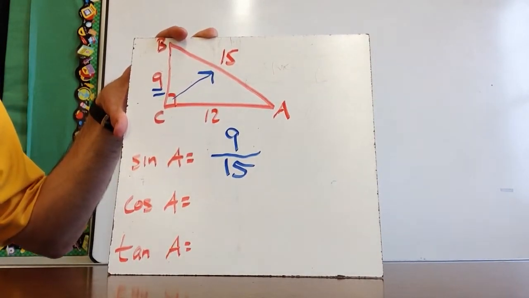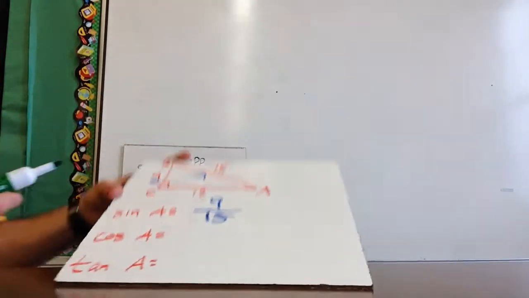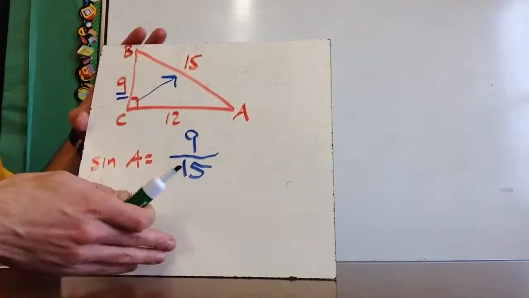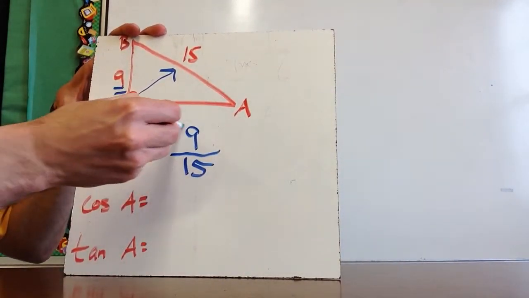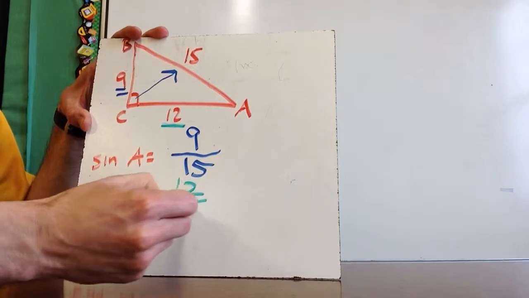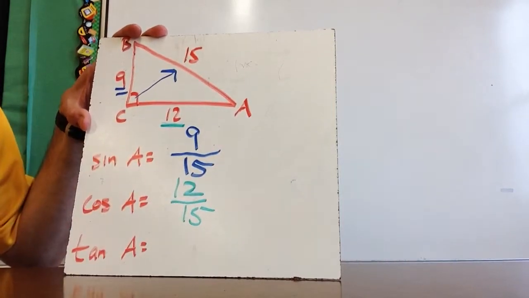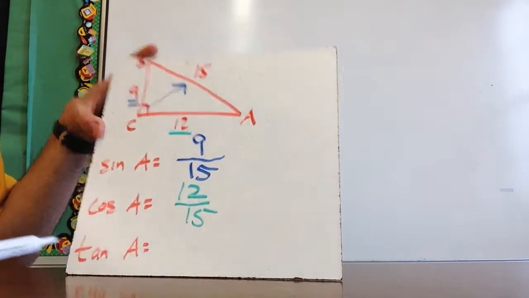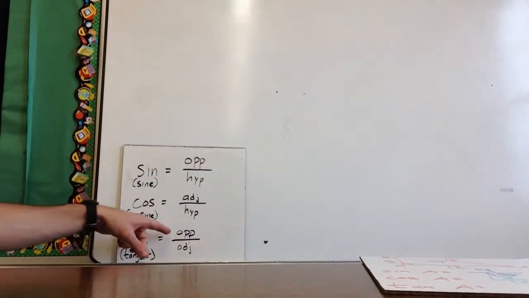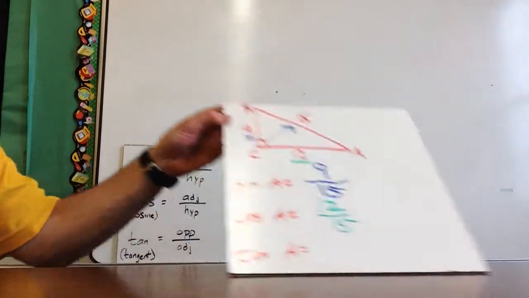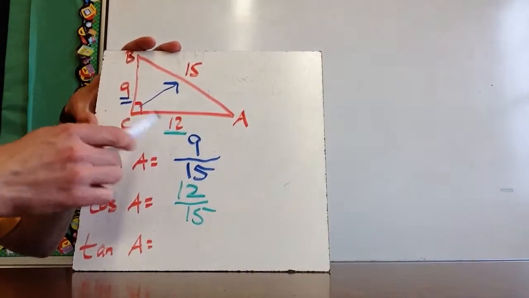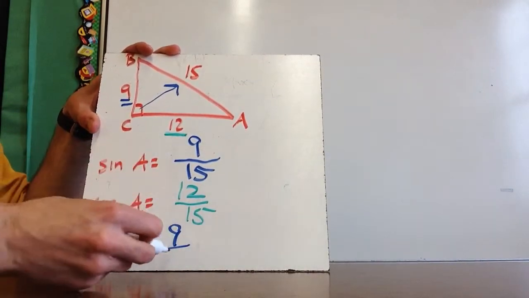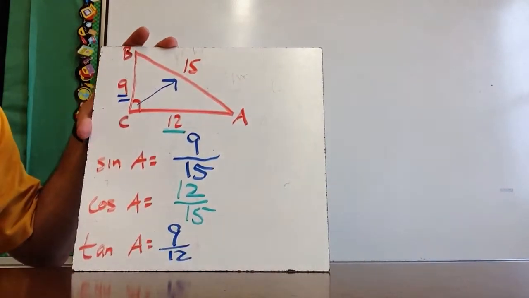To find the cosine of A, coming back to this, I'm going to need the adjacent over the hypotenuse. So I'm looking for adjacent of A would be here. So it's going to be 12 over the hypotenuse, which is 15. And then finally, the tangent is going to be opposite over adjacent. And so opposite of angle A is 9. We already kind of figured that out on that first problem. And adjacent is 12. And so this is going to be 9 over 12.